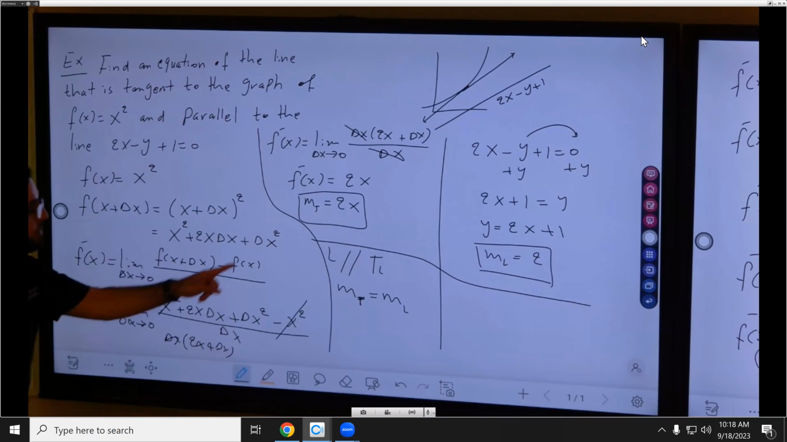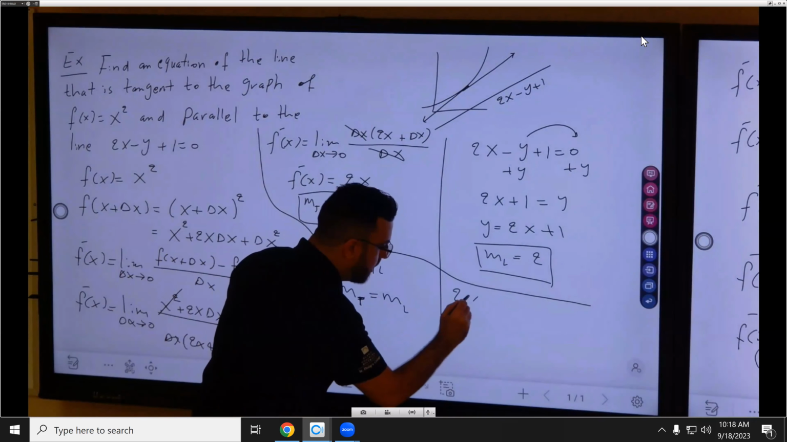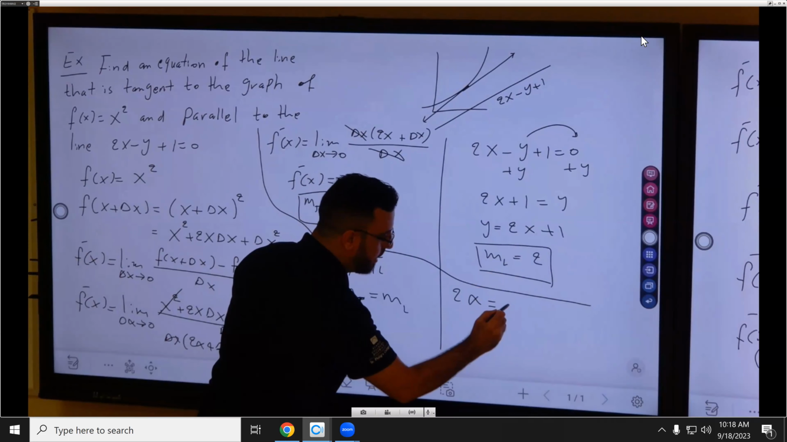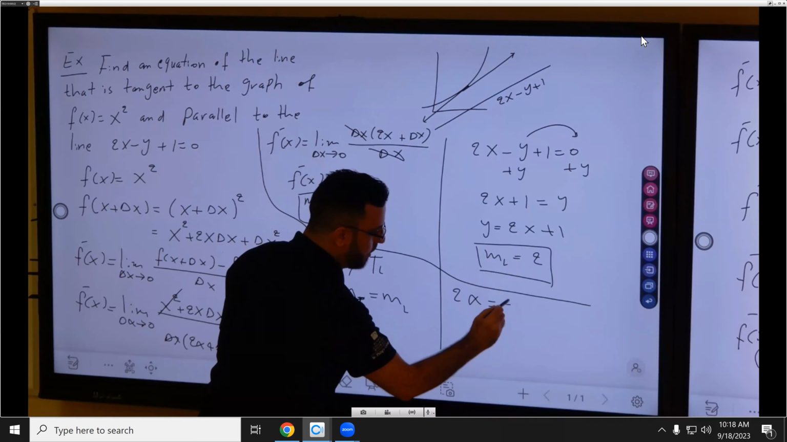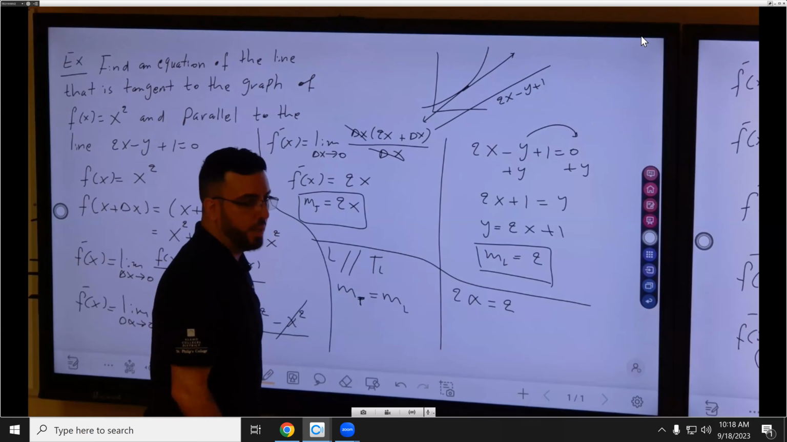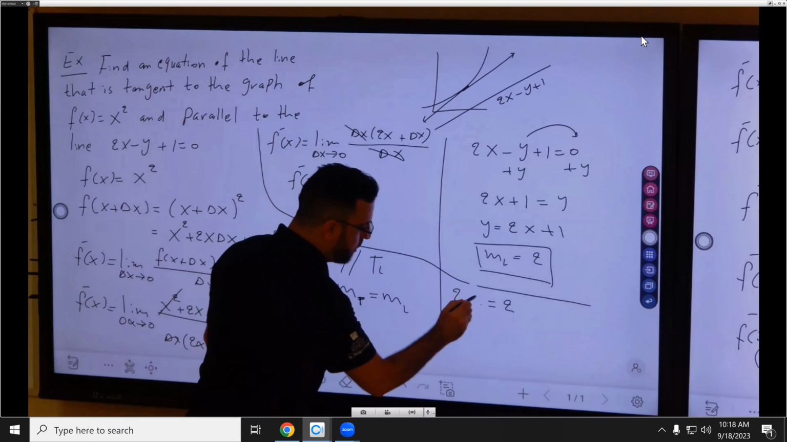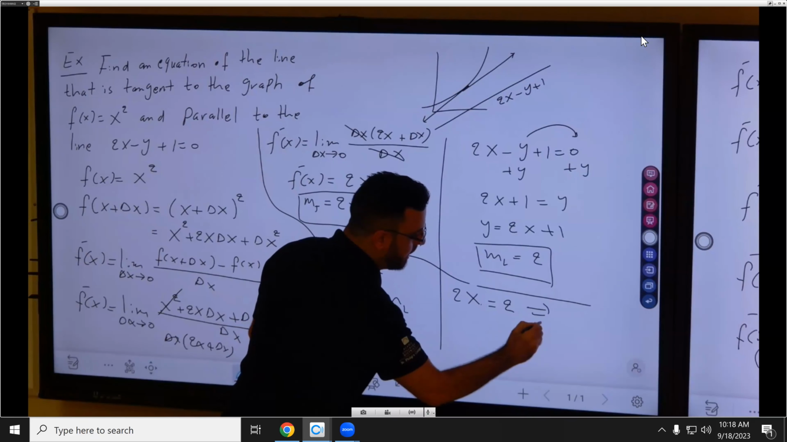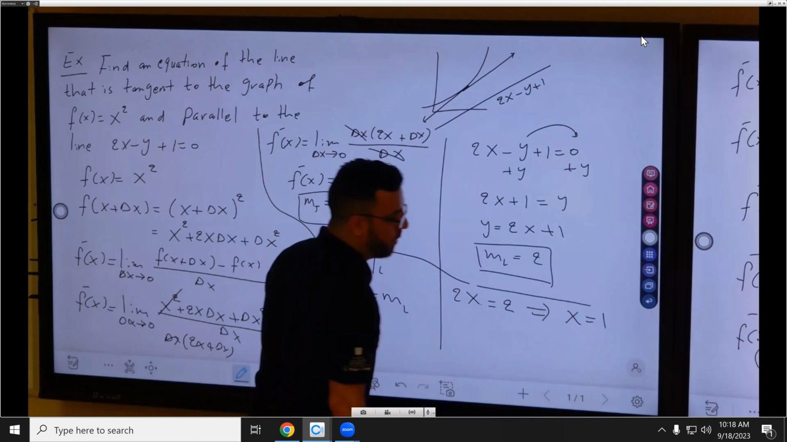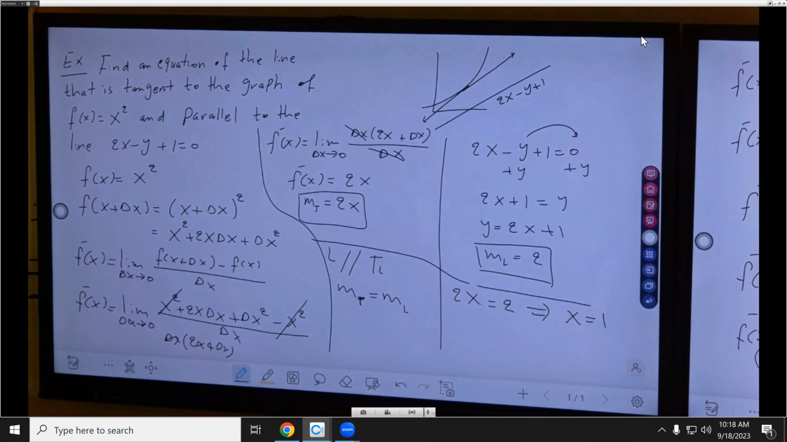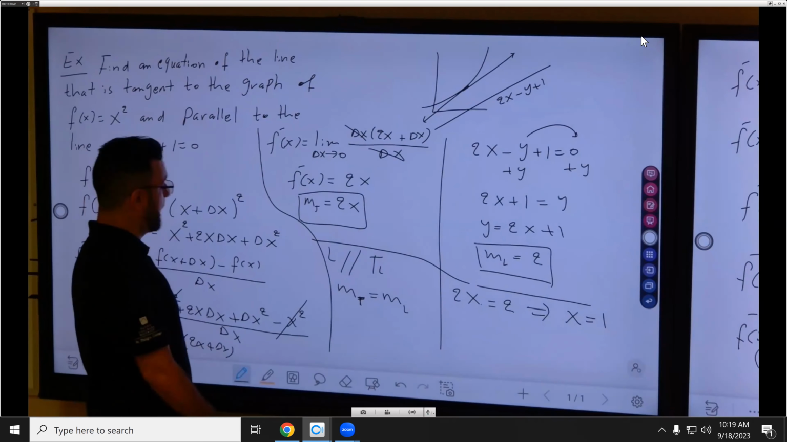That means the slope 2x is going to be equal to what? 2x equals 2. Solve this one. How much is going to be x? 2x equals 2, that means x is going to be equal to 1. Now we have the x. How are we going to find the y? Y equals x squared. You're going to plug in x to find the y.